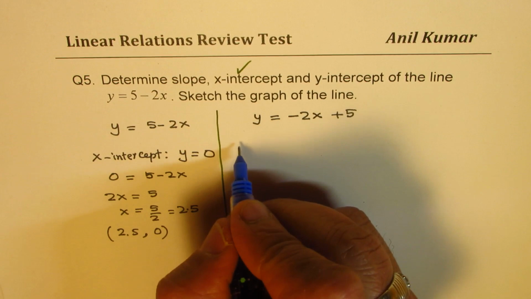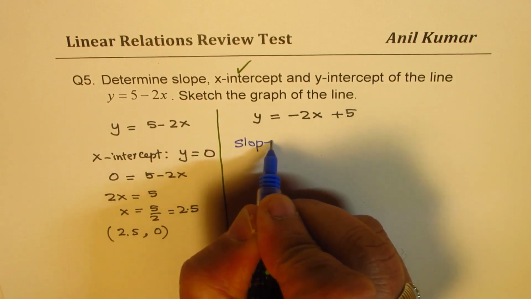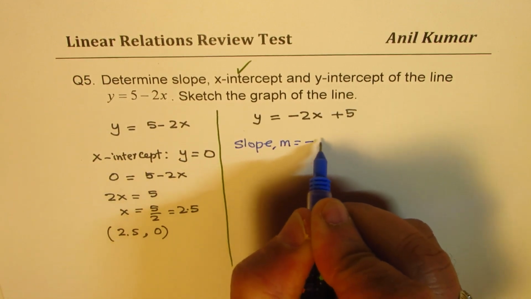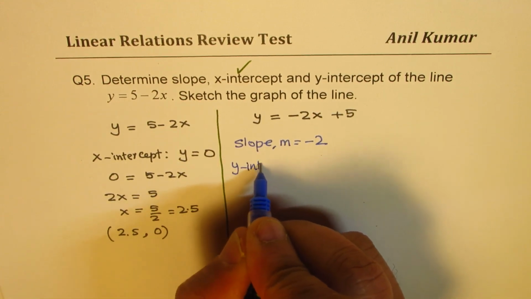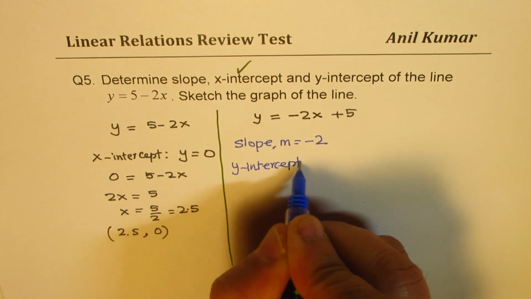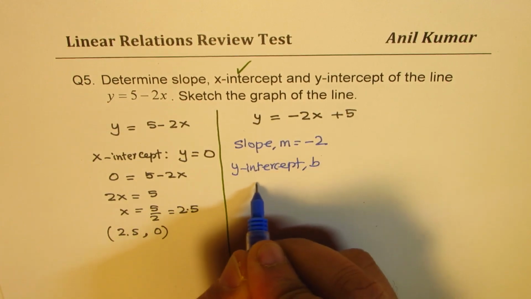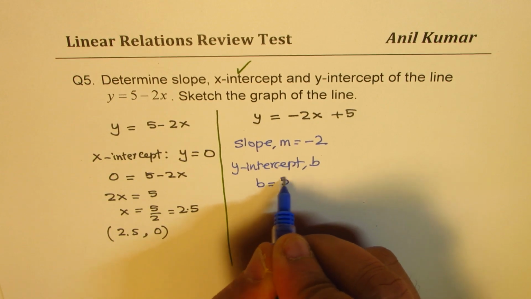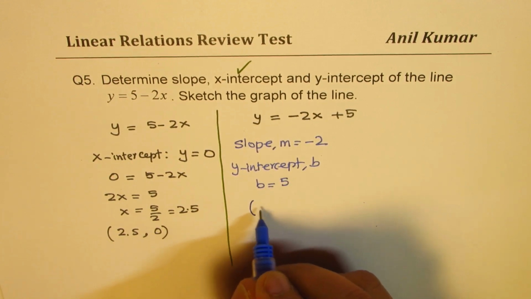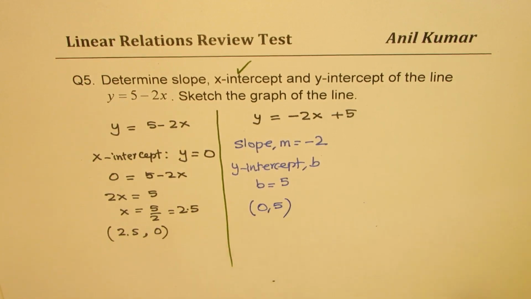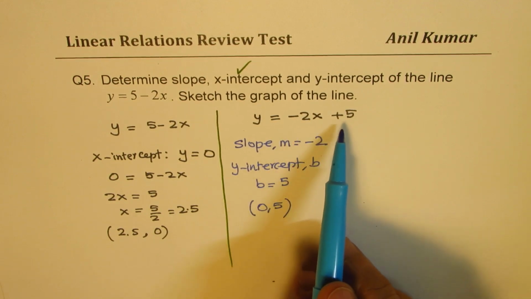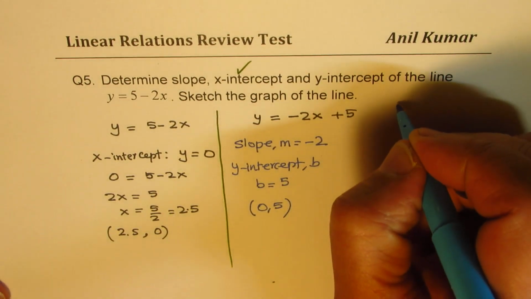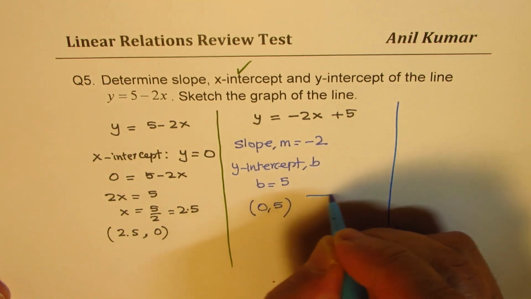So here, now very clearly, the slope, which is m, is minus 2, right? And the y-intercept, which is b, is equal to 5. In coordinate points, you could write this as (0, 5). Perfect. So that is how you're going to answer these parts. Now, we know that the slope is negative and starts with a y-intercept of 5. So I'm going to sketch the line here.